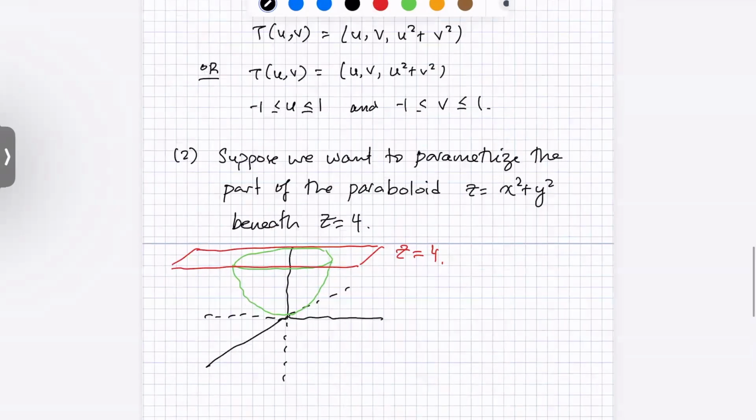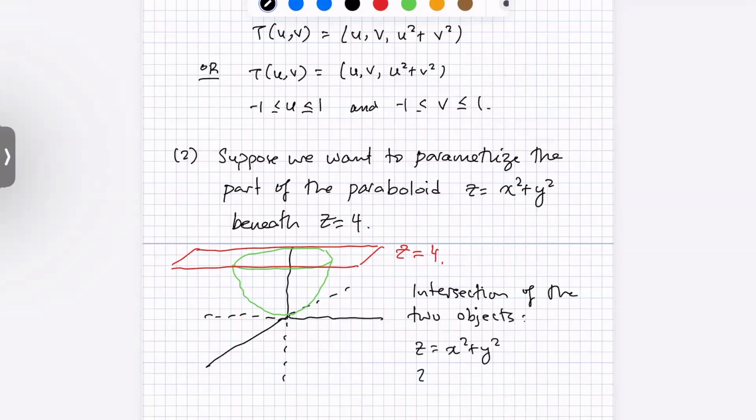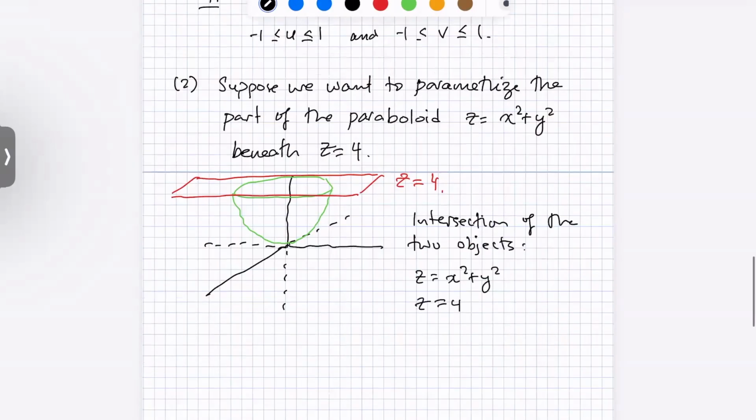Now, if you take a look at the intersection of the two objects, one's the plane and one is the paraboloid, I get z equals x squared plus y squared and z equals 4. If I set those equal to each other, I get x squared plus y squared equals 4. That means that this circle right here has radius 2.